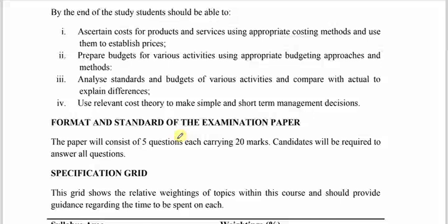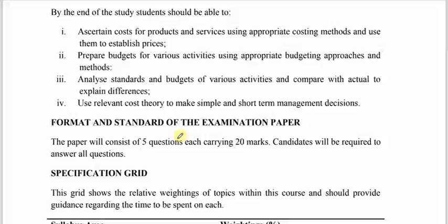The second thing is to prepare budgets for various activities using appropriate budget approaches and methods. The third is that you should be able to analyze standards and budgets of various activities and compare with actuals to explain the difference. This is called variance analysis. And lastly, use relevant cost theory to explain simple and short-term management decisions. So basically, the syllabus objectives are as stated above.